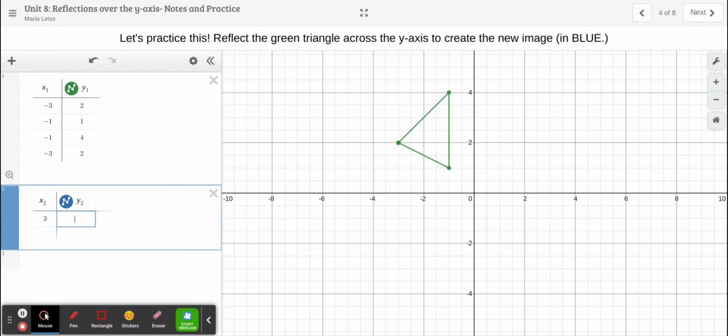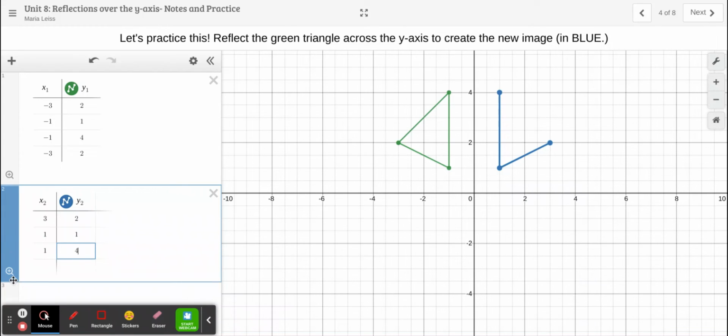Should become a +3. And the y value stays the same, so it's a 2, so it's going to stay a 2. And you'll notice over here, it's gone ahead and plotted that point. We're going to do the same thing as we go down. The -1 becomes a +1. The y value of 1 stays a 1. Next one is a -1 and 4, so it becomes a +1 and a 4.